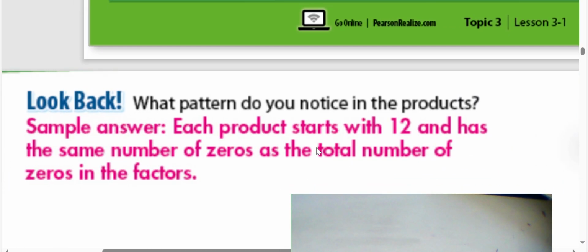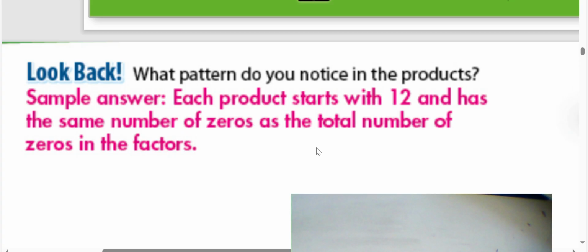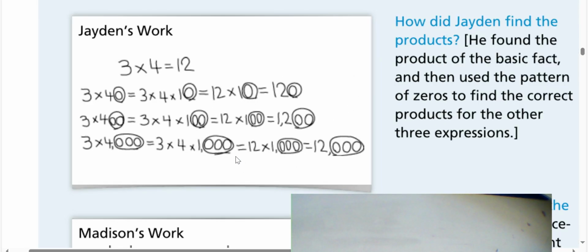The simple answer here, you can write: each product starts with 12 and has the number of zeros that is the total number of zeros in the factors. Like 100 times 12, we must write 12 and write double zero behind it. Okay. Next question.